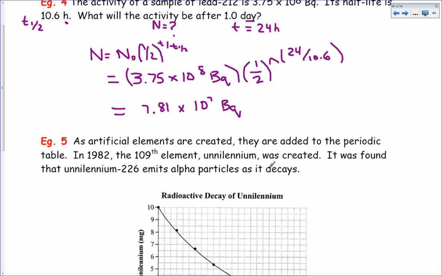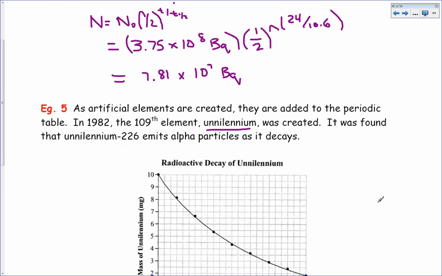Okay, and the last example is one that uses a graph. So as artificial elements are created, they're added to the periodic table. In 1982, the 109th element, unilenium, was created. It was found that unilenium-226 emits alpha particles as it decays.